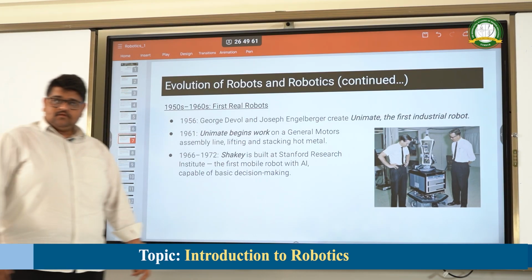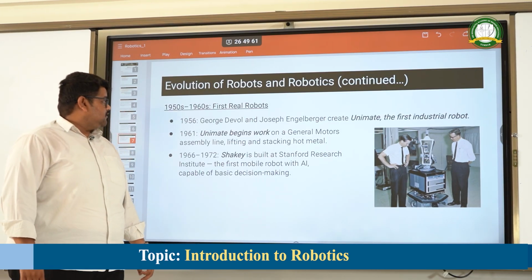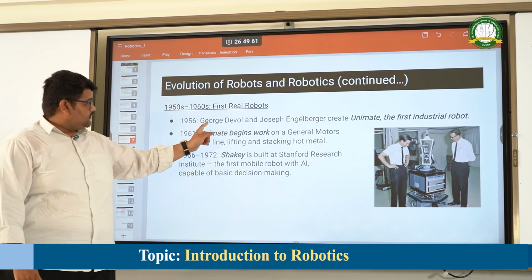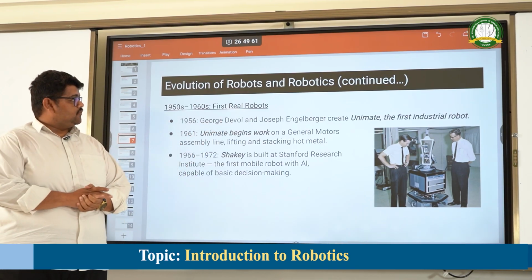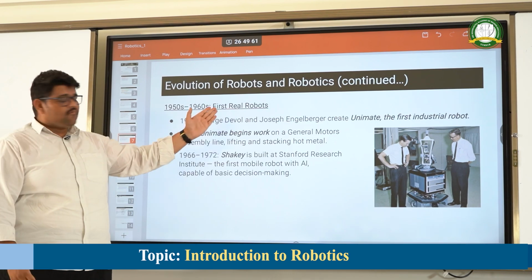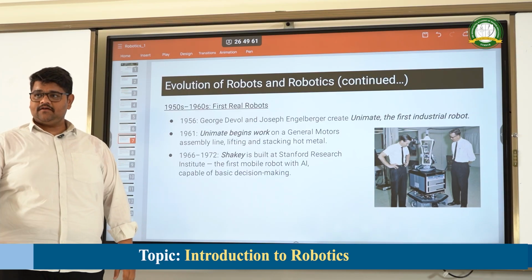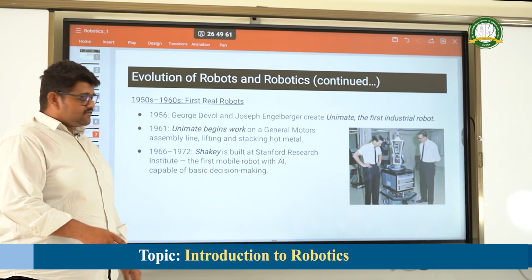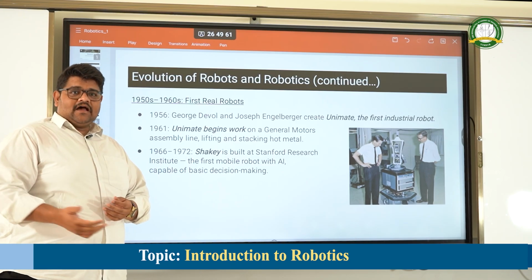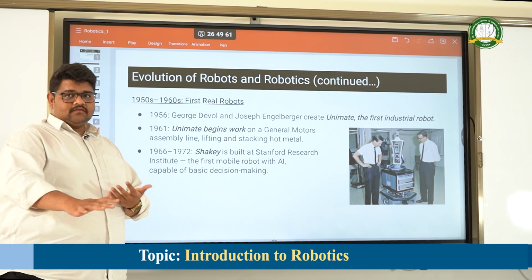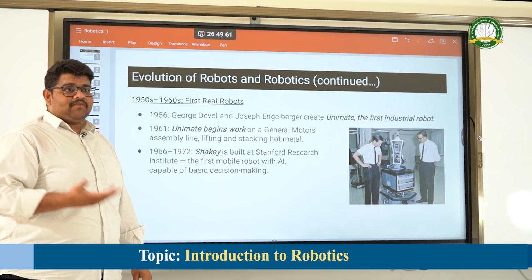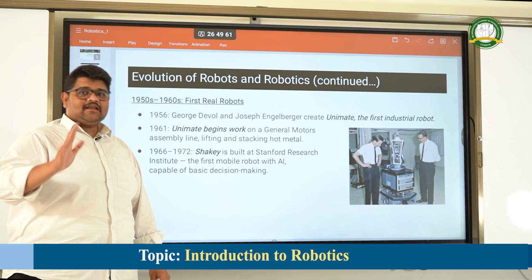During the 1950s to 1960s, especially in the year 1956, two persons named George Devol and Joseph created the Unimate. These were important years because the very first robots were created during these years. The Unimate started working in the General Motors assembly line, handling hot metals. So we can see why robots were replacing humans when it comes to working in a hostile environment.